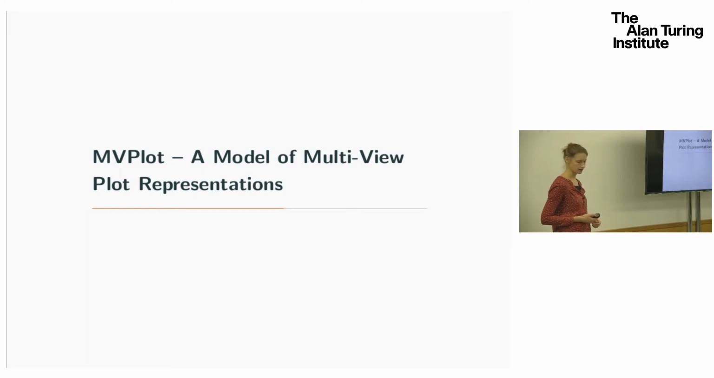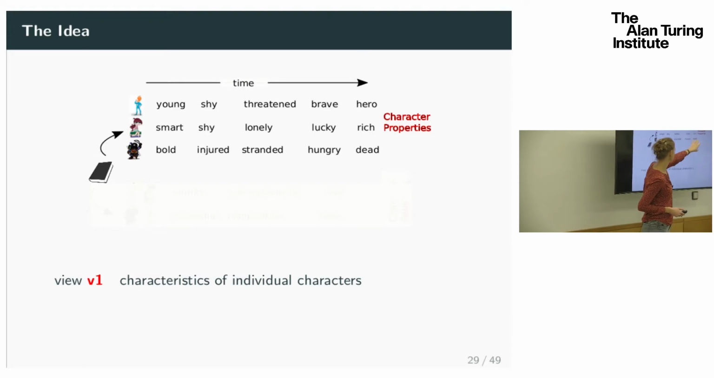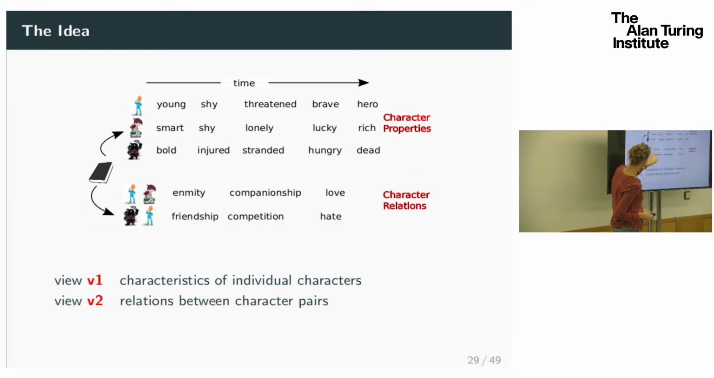Okay, next I will introduce our model MVPlot, a multi-view plot representation model. We take as input a book, and for each character in this book, we learn a representation of the character properties and their development over time. And at the same time for this book, we look at important pairs of characters and look at in what relation these character pairs are in, and look at how these relations develop over time. And I will talk about character properties as view 1, and about the character relations over time as view 2.